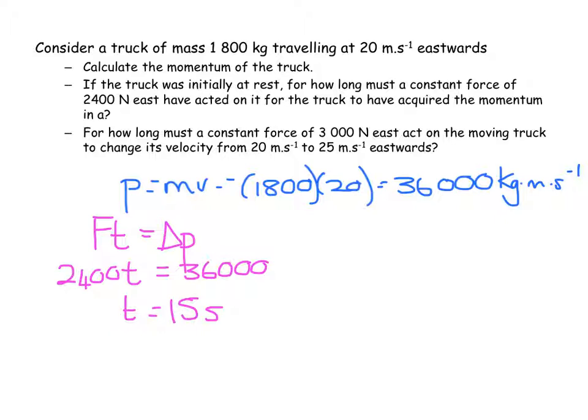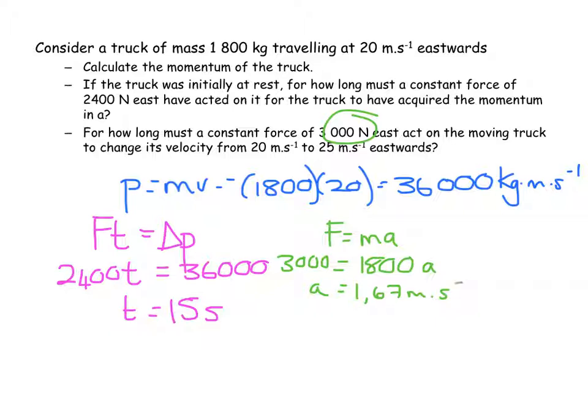Well, I'm going to say, first, force is equal to mass times acceleration. And I have got 1,800 as a mass, force is 3,000. And my acceleration turns out, therefore, to be 1,67 meters per second squared.